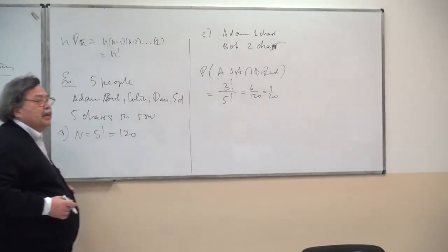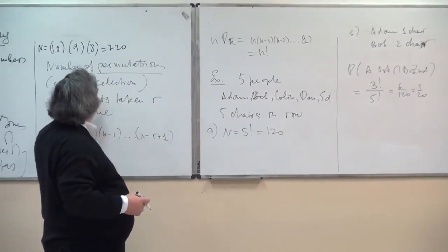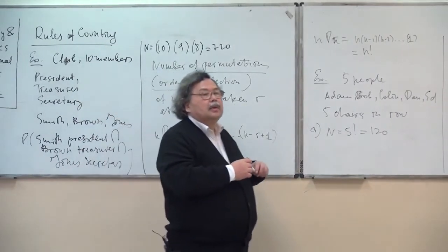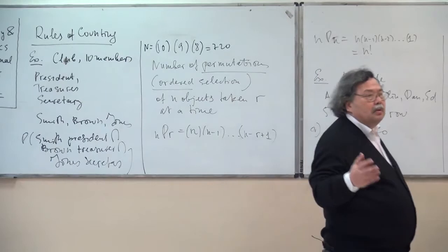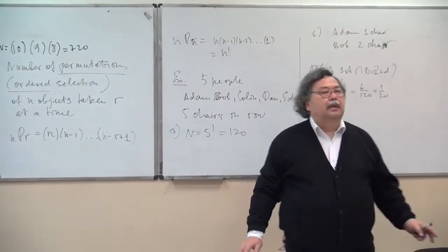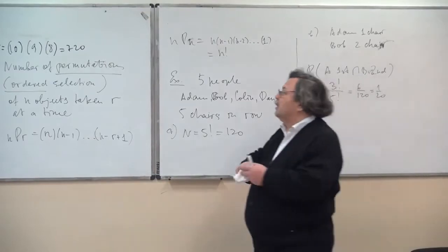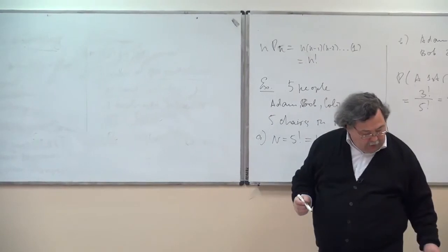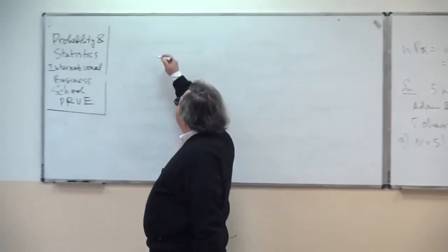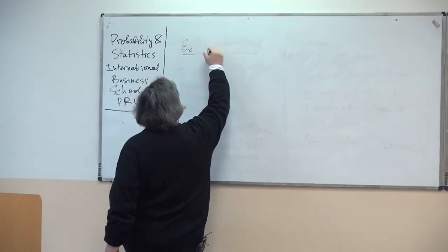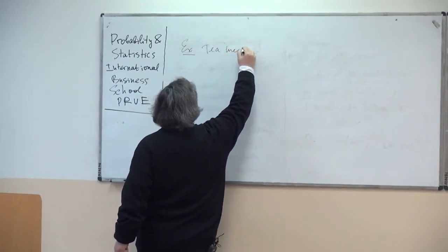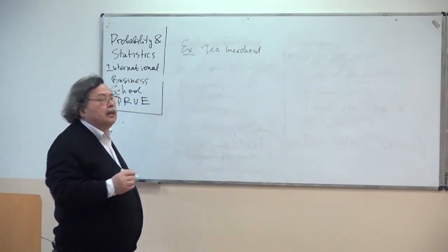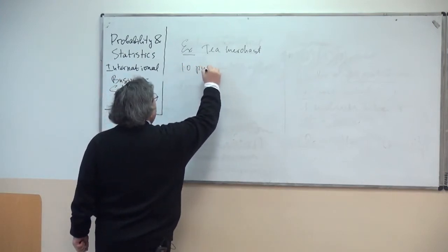Let me emphasize again that here we talk about ordered selections. This is an important word here. And now let's talk about unordered selections, which is also something that appears quite often in probabilistic problems. Let's discuss this example. A tea merchant has 10 pure teas in his stock. 10 pure teas.